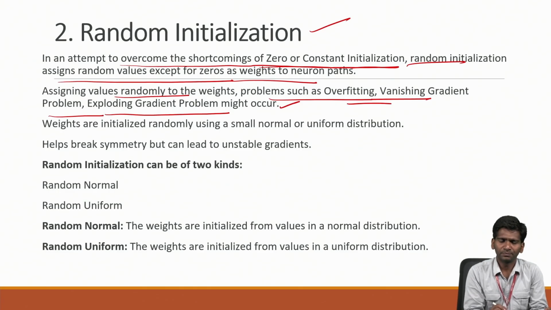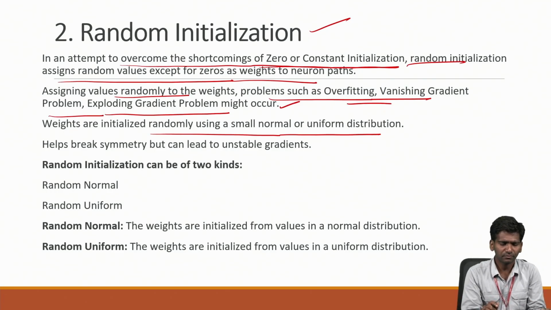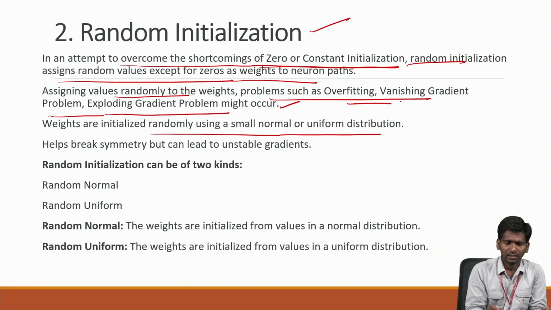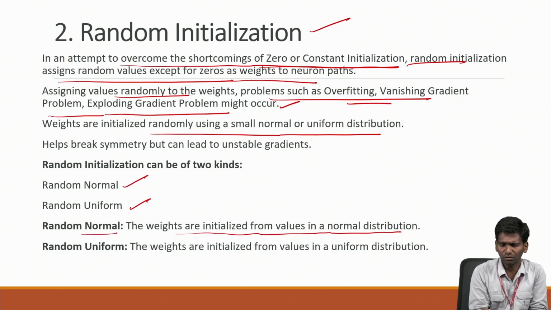So what do we need to do? Weights are initialized randomly using a small normal or uniform distribution. These are the subcategories of random initialization. If you just randomly initialize with some random numbers, we may get these problems, so we break it into subcategories. One is random normal, the other is random uniform. The first one is random normal, where the weights are initialized from values in a normal distribution. The other form of random initialization is random uniform.